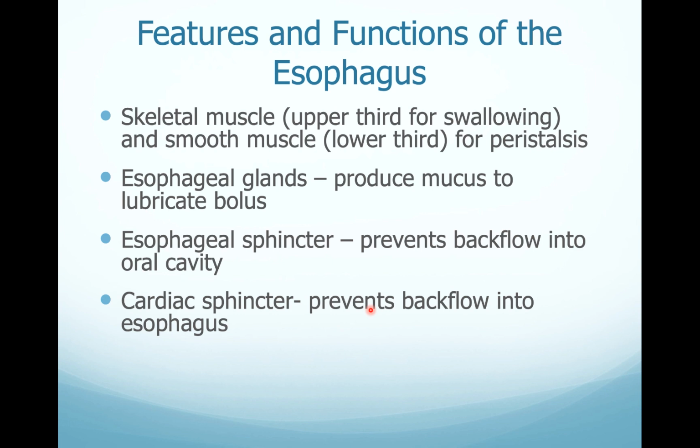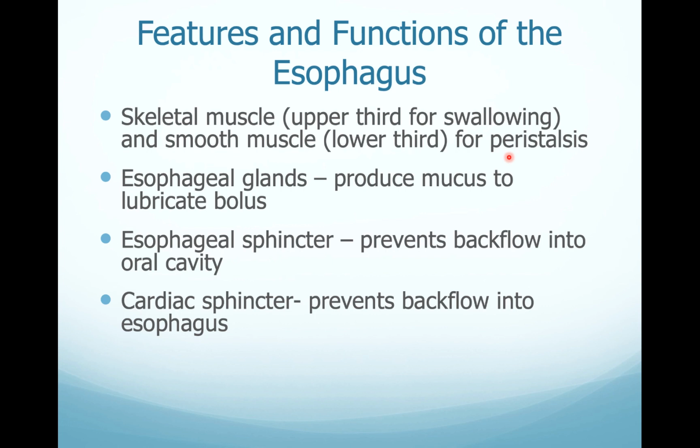The esophagus is entirely covered with muscle. The upper third of the esophagus is covered with skeletal muscle, which means it's voluntary. And the lower third is covered with smooth muscle, which means it's involuntary. It is this smooth muscle that does the peristalsis. Remember, the wave-like contractions of smooth muscle allow us to push food down towards the stomach.